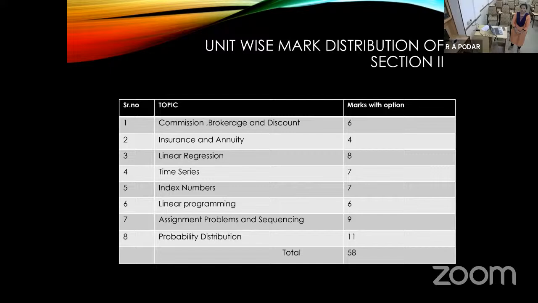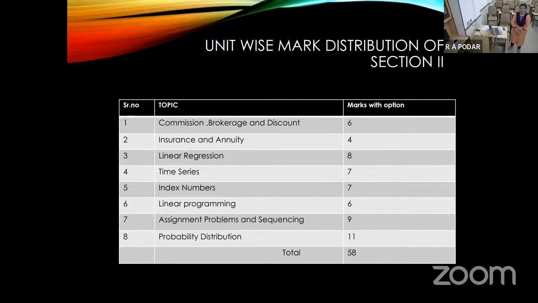Now, if you have an overall look at the topics, everything is fine, because it is the comfort zone of the students. First topic, second, linear regression, time series, index number, linear programming, assignment problem, and sequencing. All the topics are very likely to the students. It is their comfort zone, and we can score more marks in paper 2.